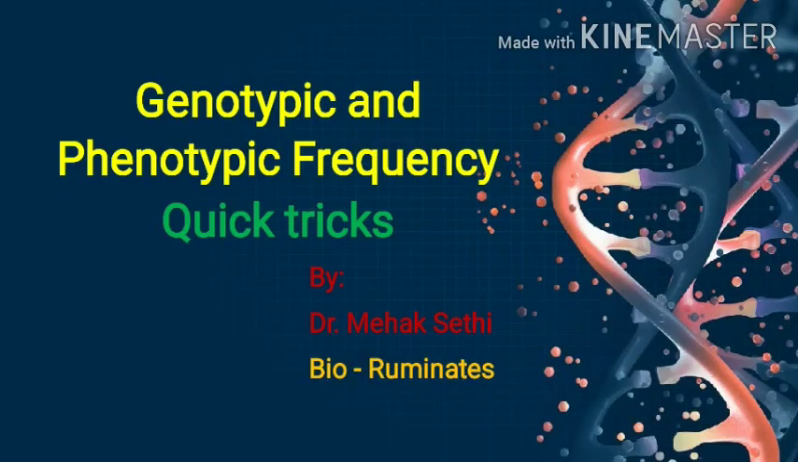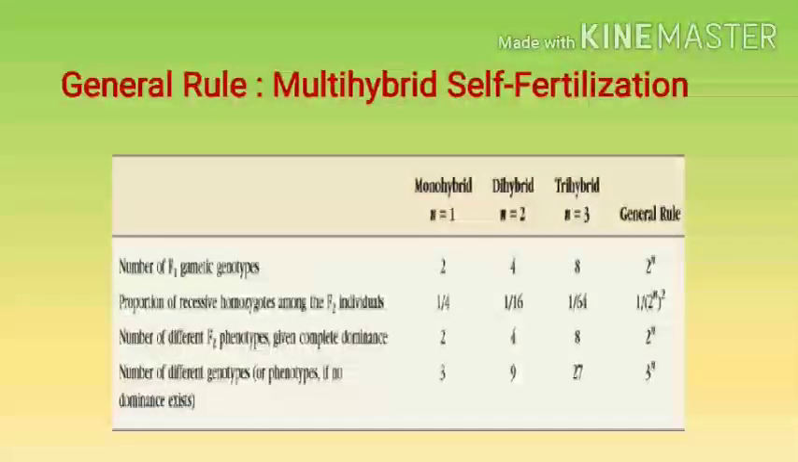Today we will look towards the tips and tricks to calculate the genotypic and phenotypic ratio, and along with it we will be discussing the frequency implementation of these ratios in different numericals. So let us start with the general rule which is applied to multi-hybrid crosses in several self-fertilization events. Before discussing this table, I want you to know that N, which is used everywhere in the general rule, as you can see in the last column, refers to the number of traits under consideration. So let us start.